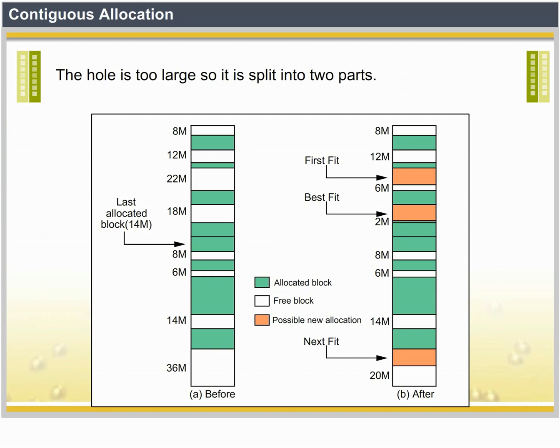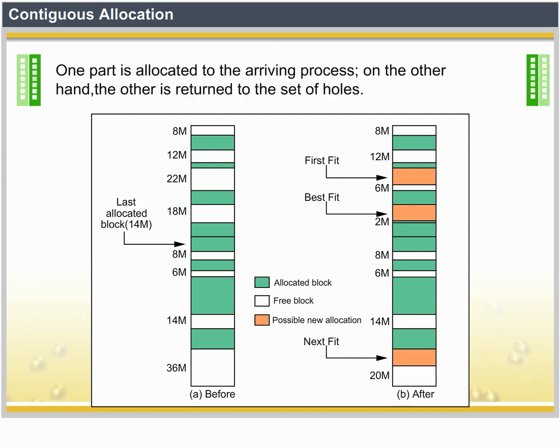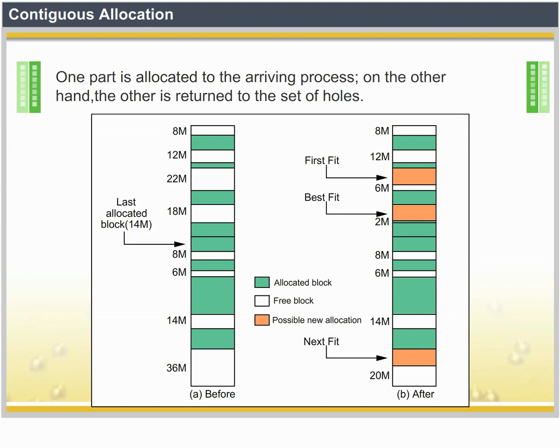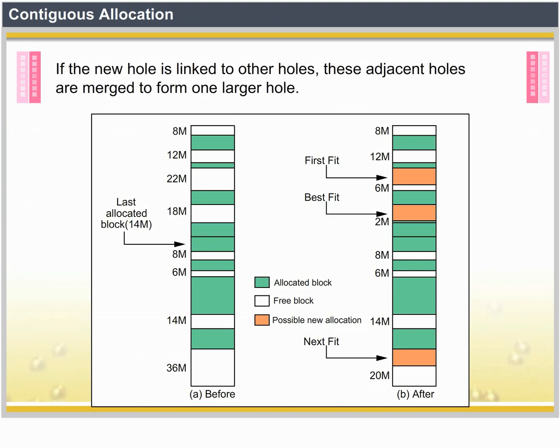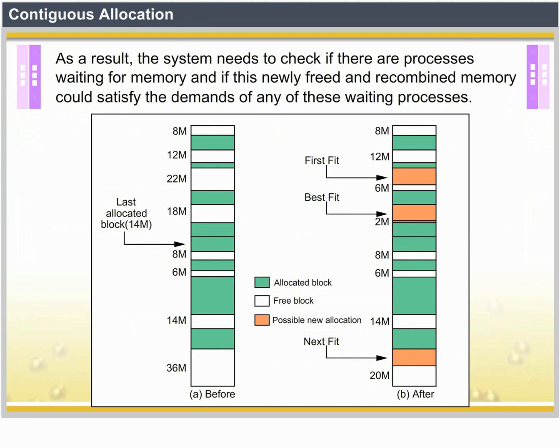One part is allocated to the arriving process, the other is returned to the set of holes. When a process terminates, it releases its block of memory, which is then placed back in the set of holes. If the new hole is adjacent to other holes, these adjacent holes are merged to form one larger hole. At this point, the system may need to check whether there are processes waiting for memory and whether this newly freed and recombined memory could satisfy the demands of any of these waiting processes.